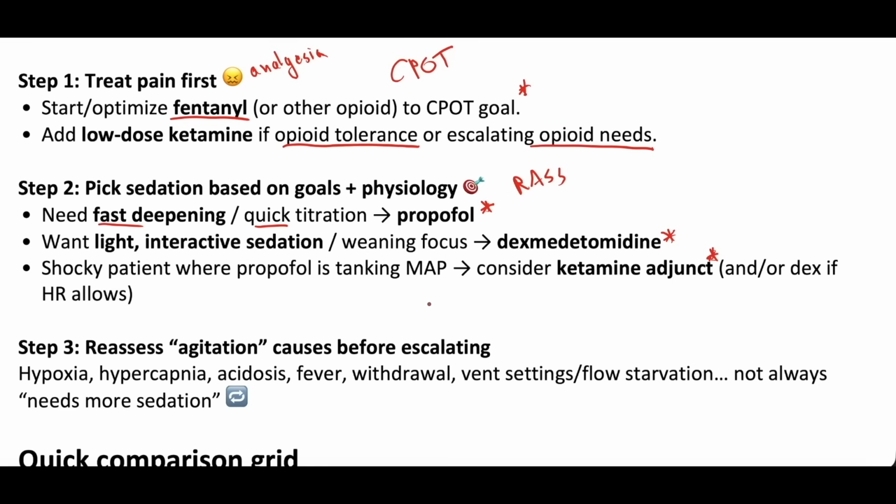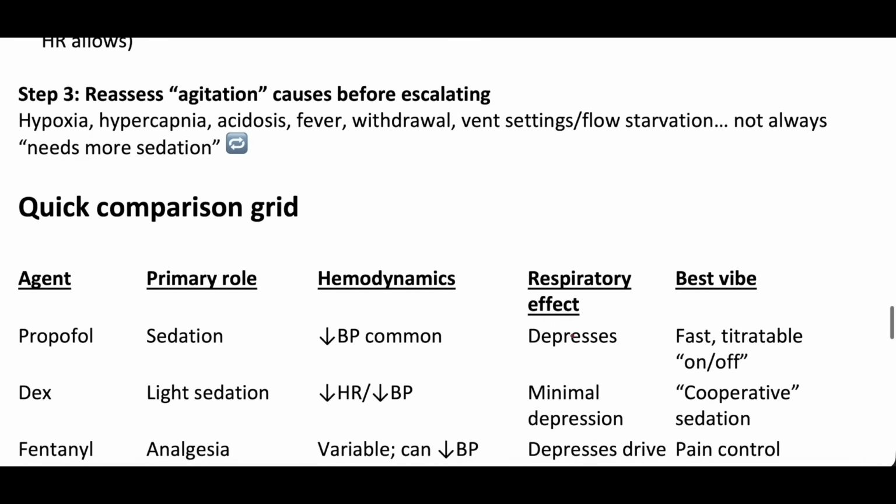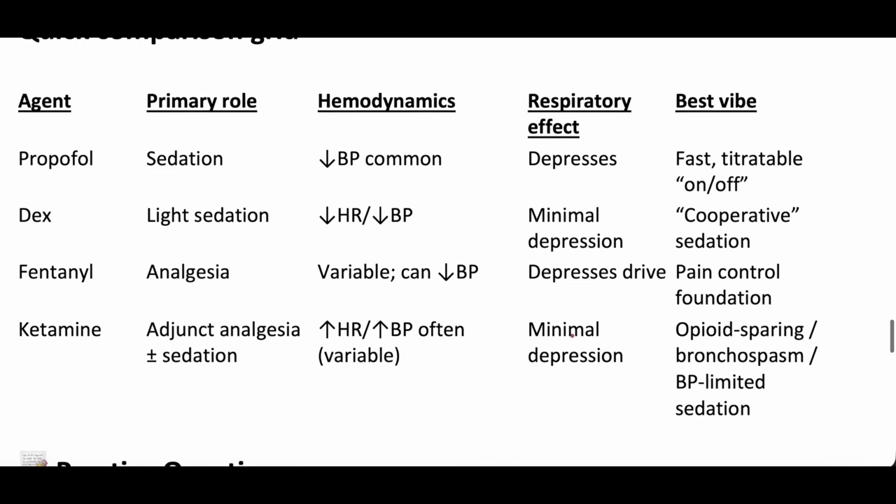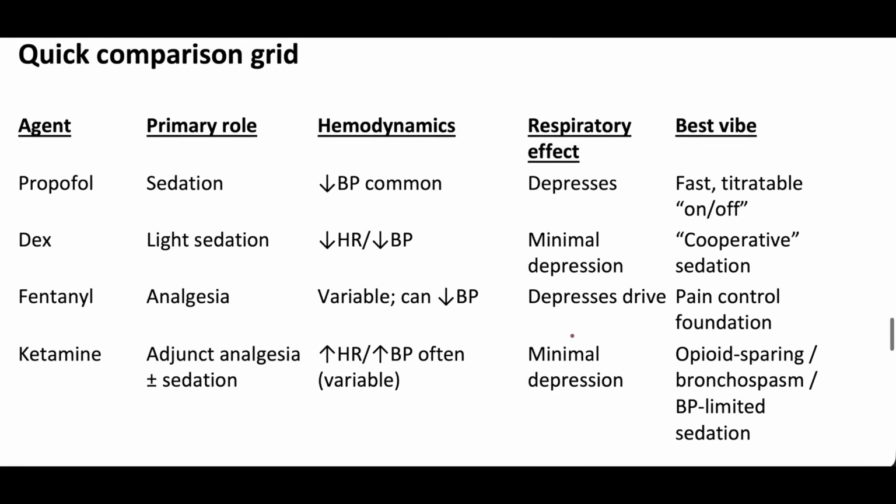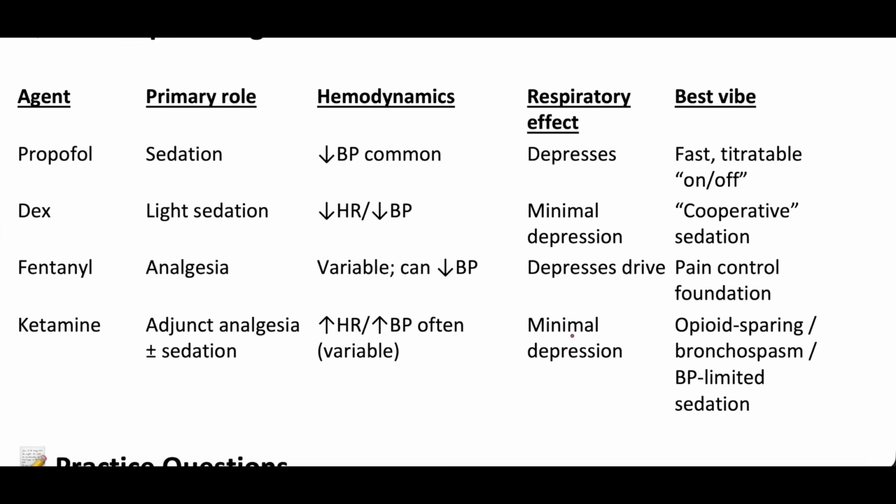And then reassess, see how the patient's doing. What's their CPOT? What's their RASS? How are they doing? Are they developing any side effects? Bradycardia, hypotension, hypertriglyceridemia, all that kind of stuff. All right, if you're listening to the podcast version of this, we have a little table here, a comparison grid with agent, primary role, hemodynamics, respiratory effects, and best use case. This is in here just for review.